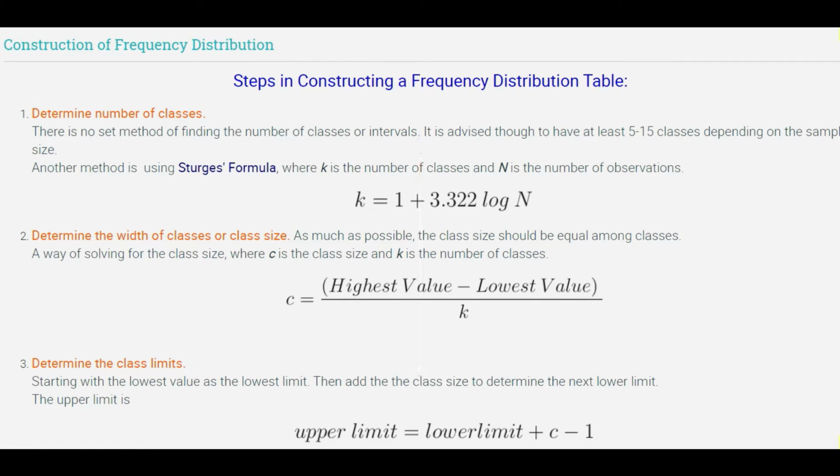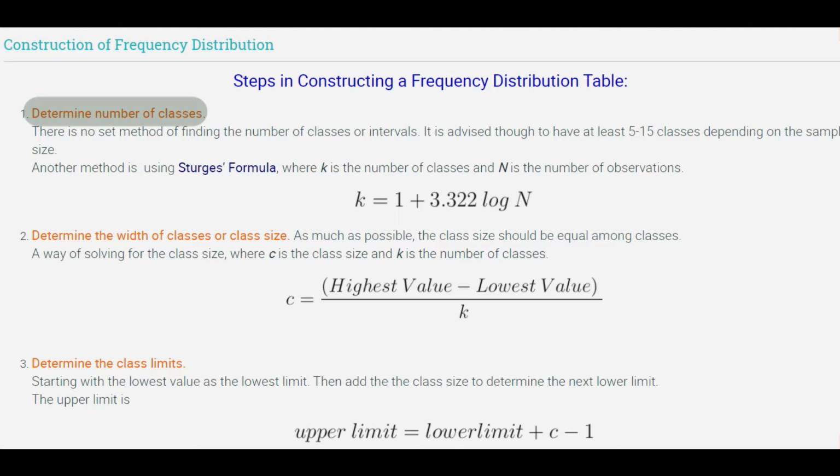So how do we construct a frequency distribution table? The first thing to do is to determine the number of classes. As much as possible, try to keep the number of classes between 5 and 15. Depending on the class size, we can have as much as 12 to 15 classes for a much bigger population. For a smaller population size, 5 to 8 classes is already feasible.